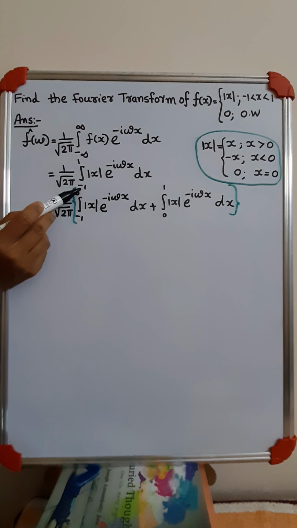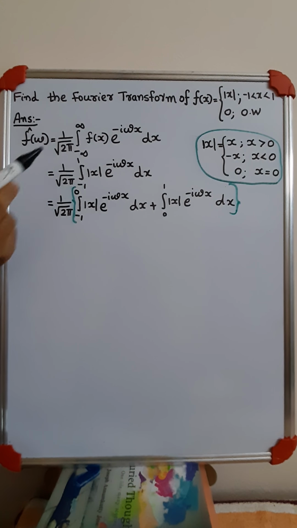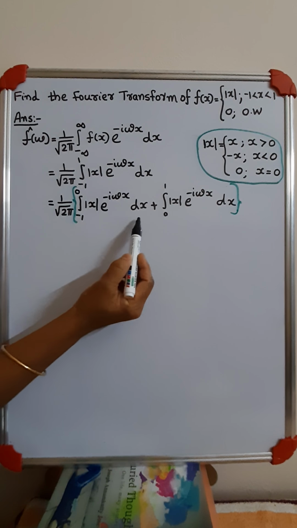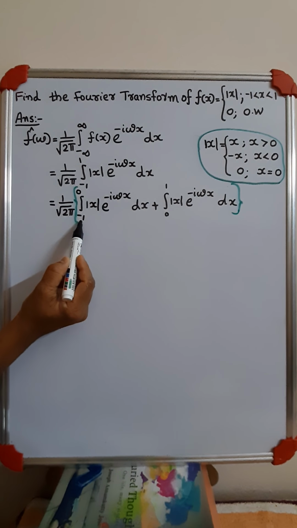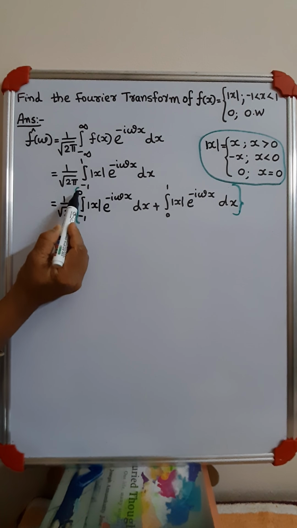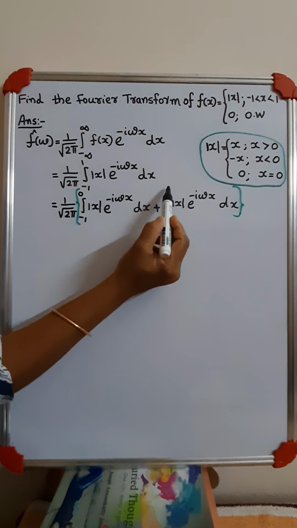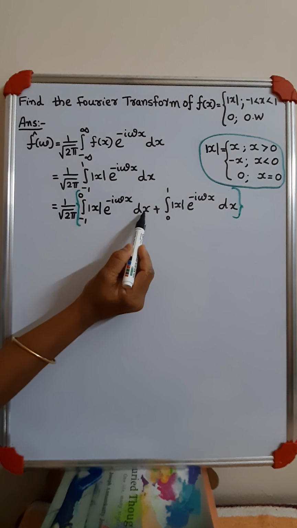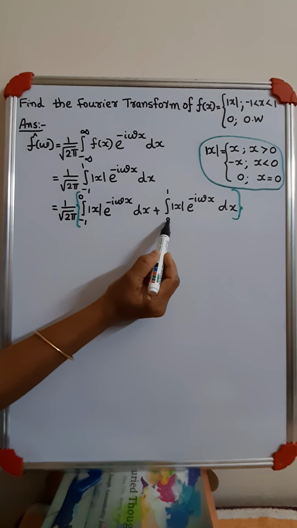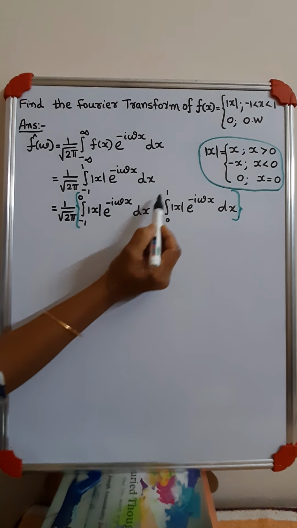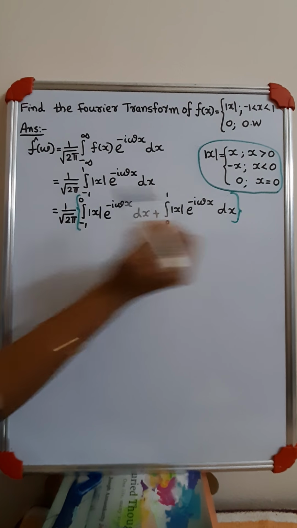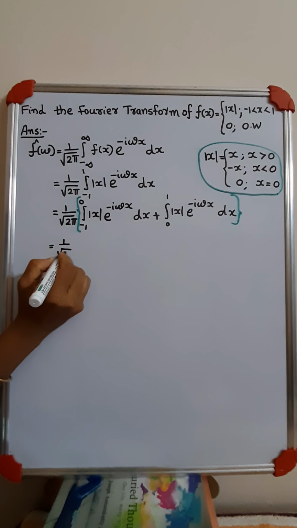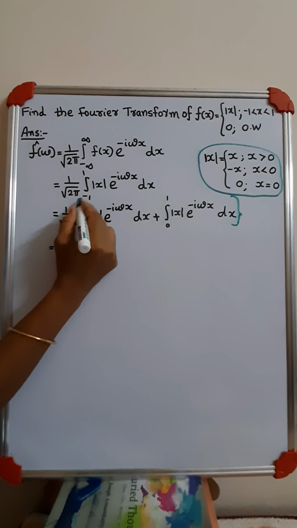So we have to split the total limit -1 to +1 into two intervals. First one is the negative side, -1 to 0, and then the positive side, 0 to 1. So integral -1 to 0 |x| e^(-iωx) dx plus integral positive side 0 to 1. So the total limit is -1 to +1. Now we have to write 1 by root of 2 pi. Then this is the negative side.